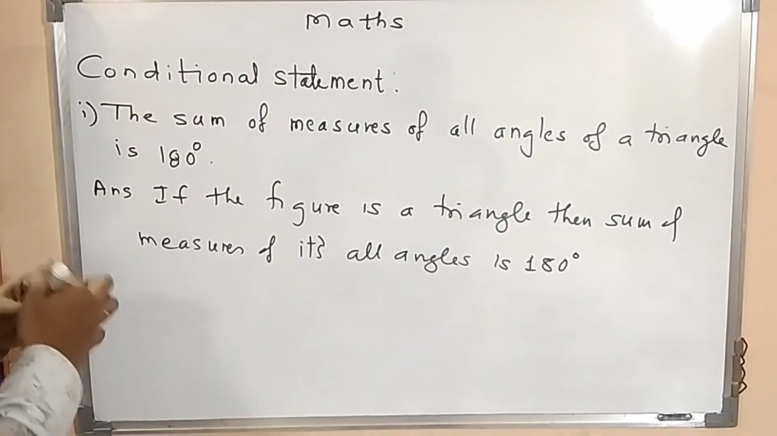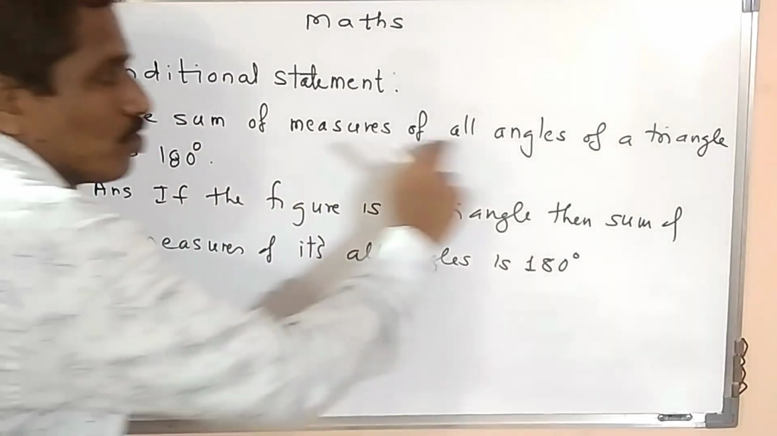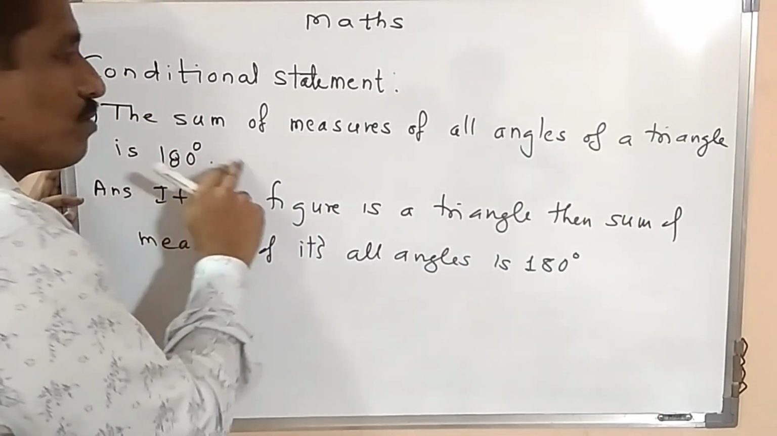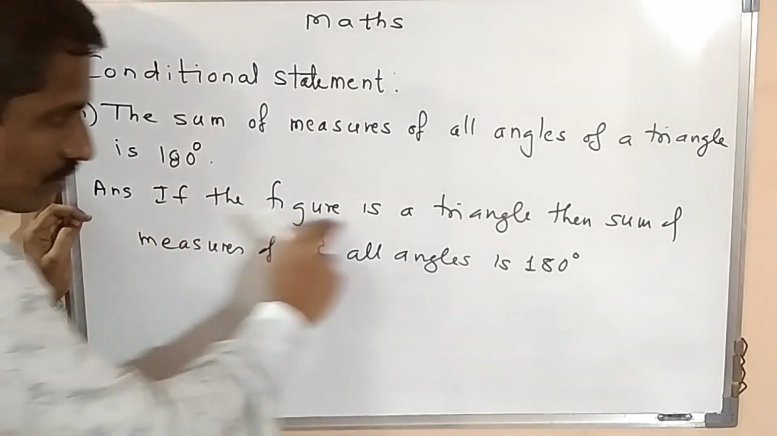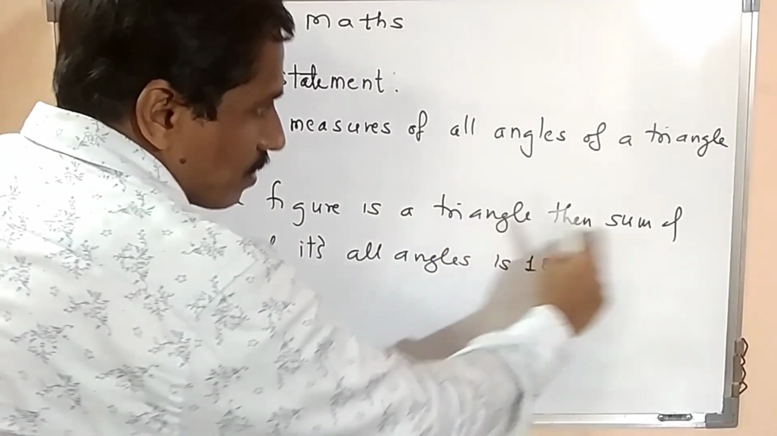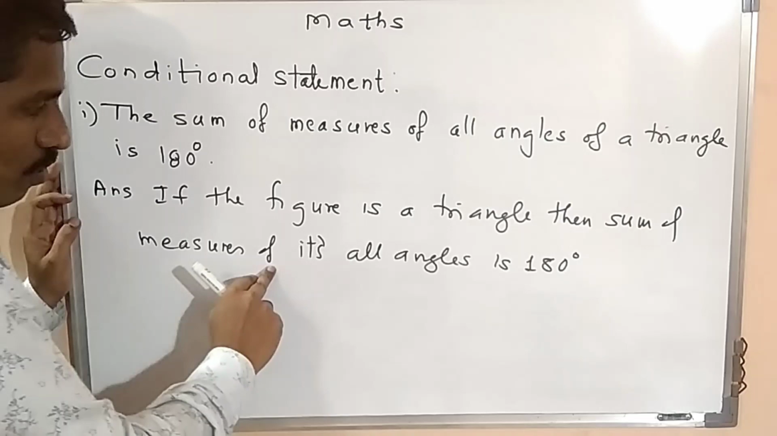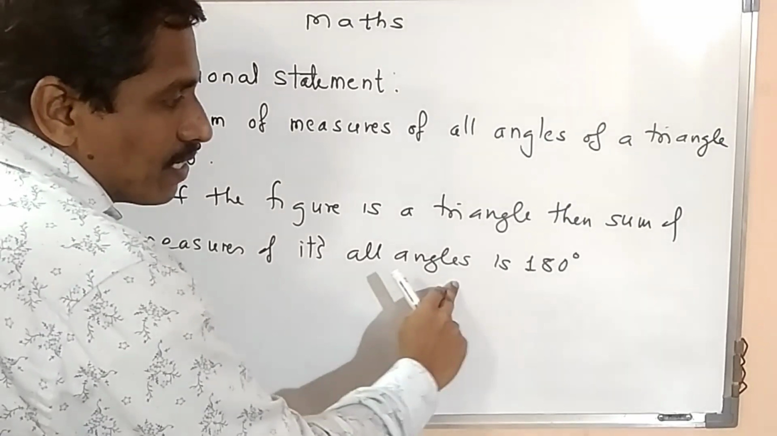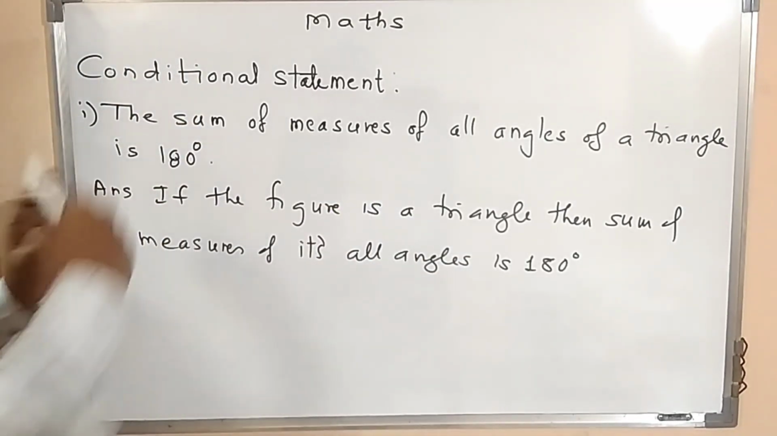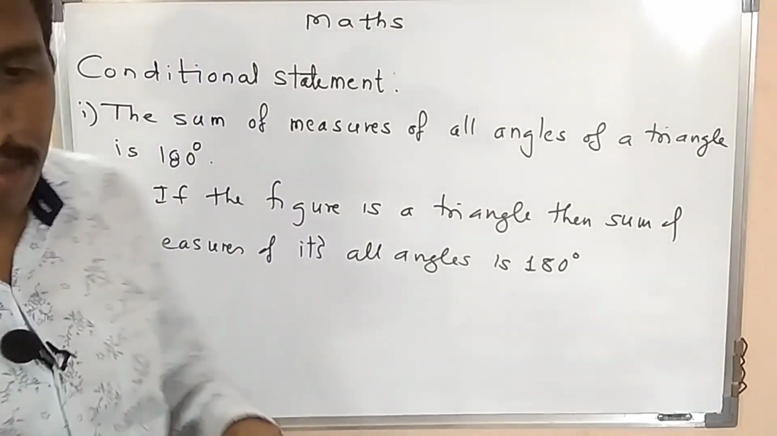Here, what is given? The sum of measures of all angles of a triangle is 180. It means if the figure is a triangle, then sum of measures of its all angles is 180 degree. This is called conditional statement. One more way.